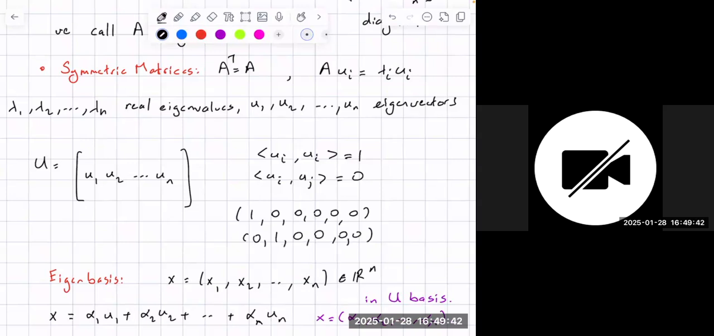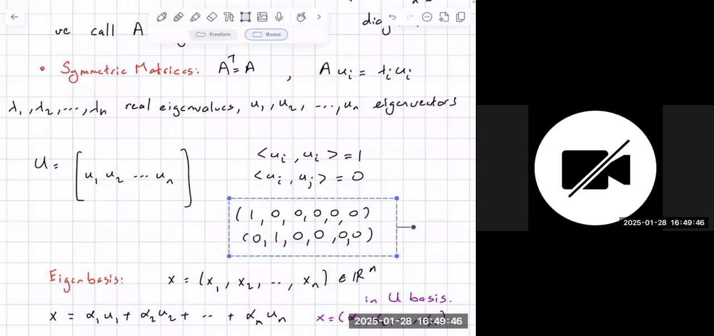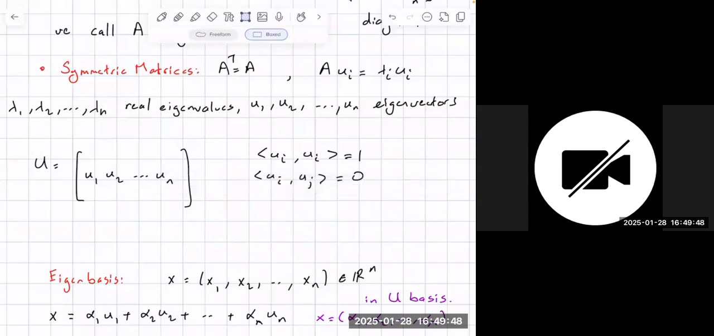This type of stuff is our standard basis, right? But let's say instead of that, can I use the eigenvectors as a basis? Can I do a change of basis? Maybe things will get easier, maybe. Let's see if that happens or not, okay?